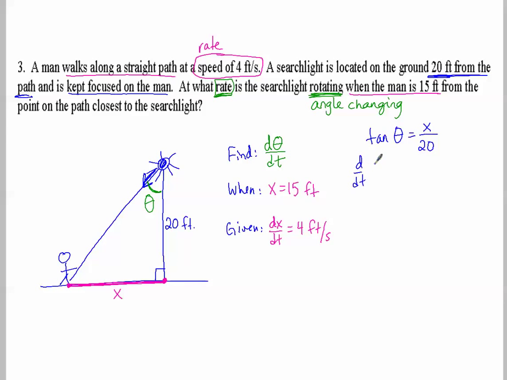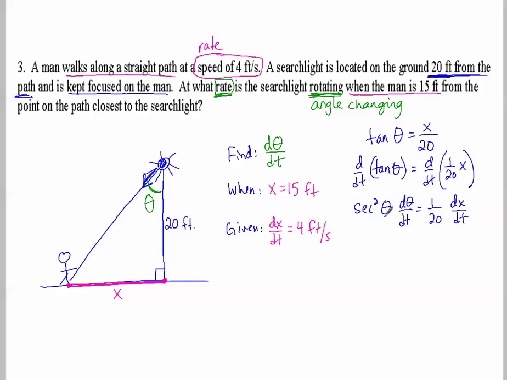The derivative with respect to t of the tangent of theta, and the derivative with respect to t of, let's call this 1/20 x instead of x over 20. The derivative of tangent is secant squared theta, but it's chain rule because the variables don't match. Over here, the derivative is just the constant multiple, but the variable doesn't match, so times dx/dt. Now we need to plug in what we have, our when and our given, to get our find, dθ/dt. So this will be the only one that's left blank.